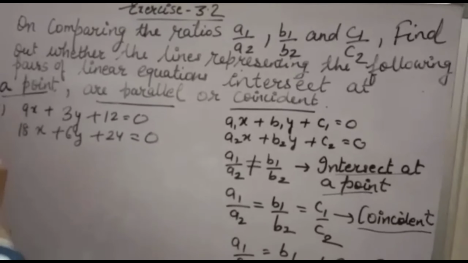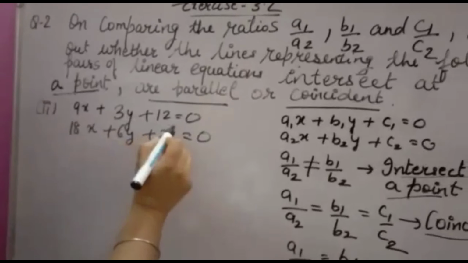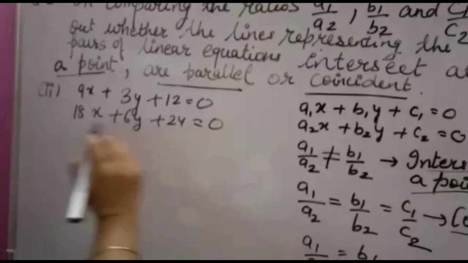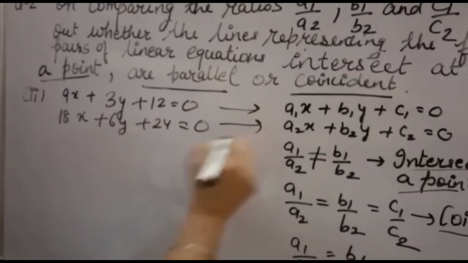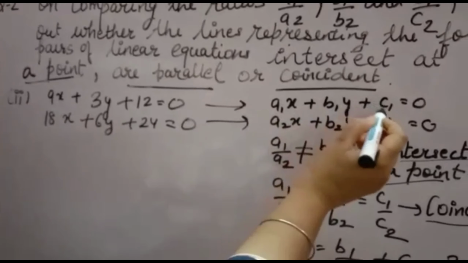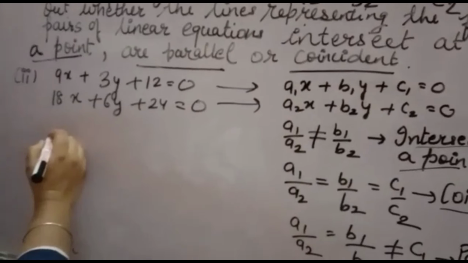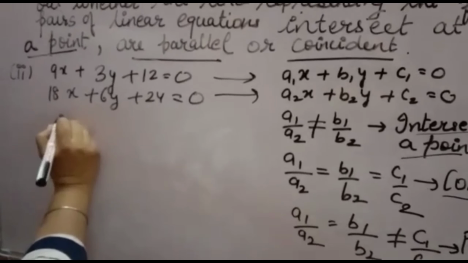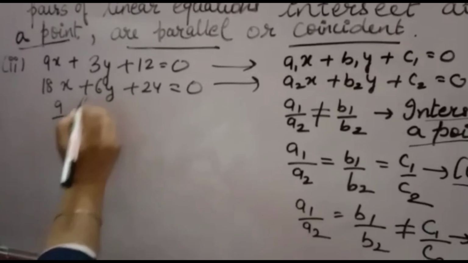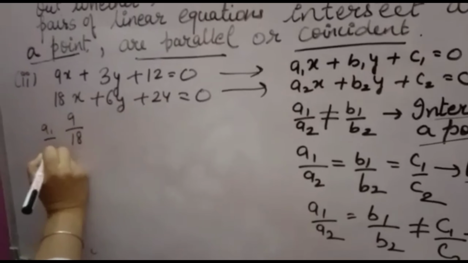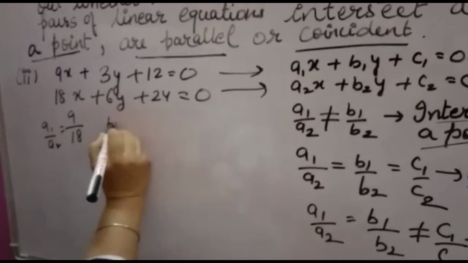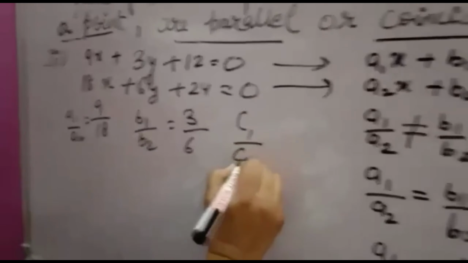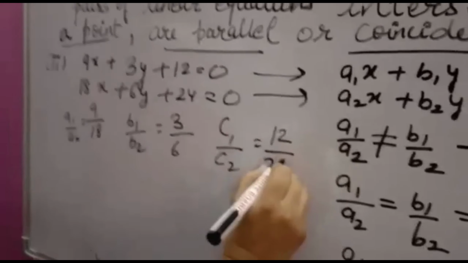See the second part, 9x plus 3y plus 12 equal to 0, 18x plus 6y plus 24 equal to 0. Again you will compare, you will find a1, a2, b1, b2, c1, c2. Now I am doing directly because we have done it in the first part fully. You will get a1 over a2 as 9 by 18, b1 over b2 as 3 by 6 and c1 over c2 as 12 by 24.